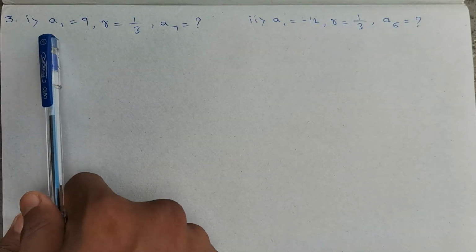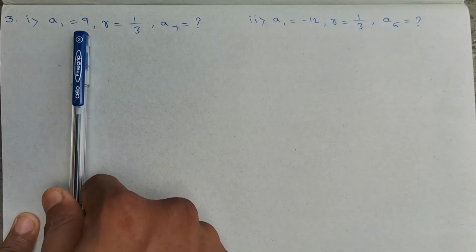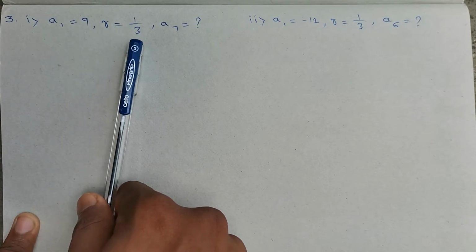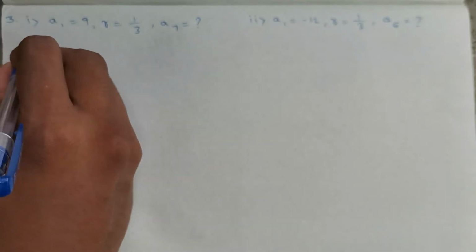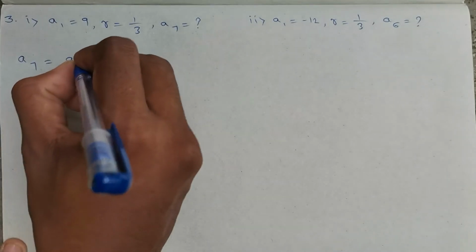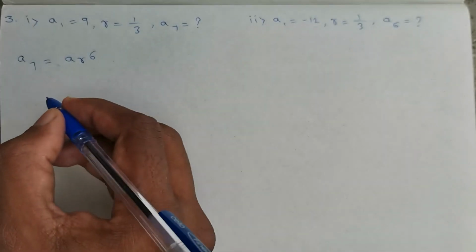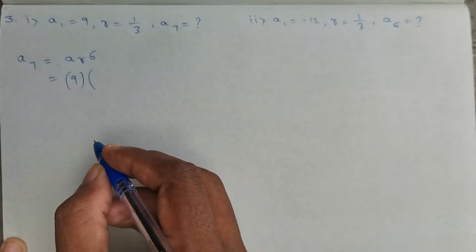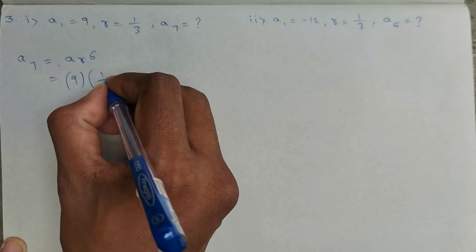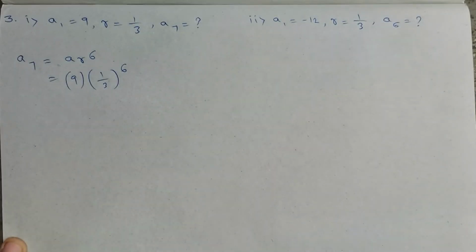The next question is A1, that is the first term, is equal to 9 and R equals 1 by 3. The common ratio is given. A7 is equal to how much? So A7, the 7th term, is nothing but A into R power 6. So A is the first term, given as 9, into R, the common ratio, given as 1 by 3 whole power 6.